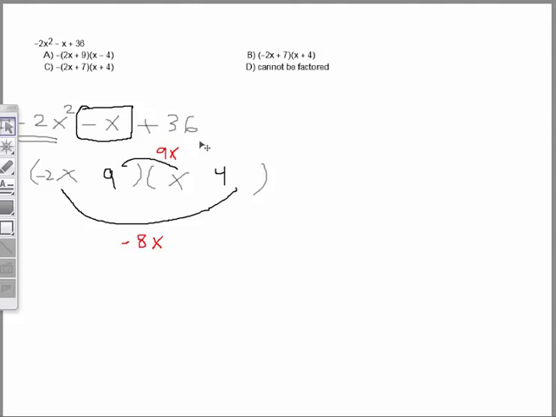Minus 8x, but you want to get minus 1x out of that. How would I make minus 1x out of that? In this case, 4 has to be negative, and 9 has to be positive. No. If I make this negative, backwards. And if this is positive, I can complete that goal.